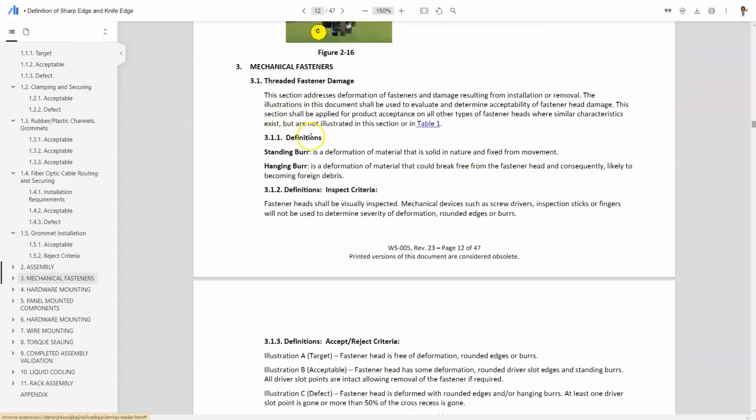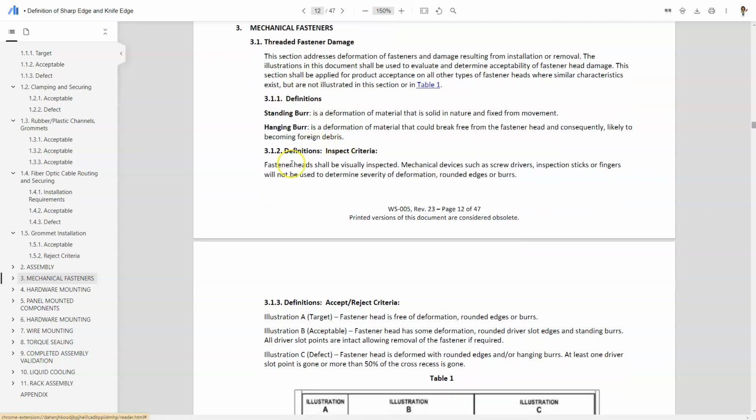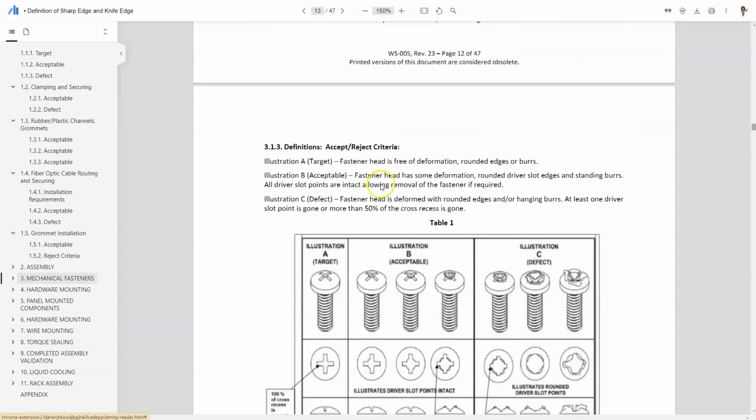And let's jump down into mechanical fasteners. So they have a heading for definitions. Love that. Let's see how it follows, or if it follows. Standing burr is a thing. It's a deformation of material, the category type of thing, and then some of the details that make it up. So we have absolutely following that basic formula. Same here, they're keeping it just at that sentence rather than expanding it out.